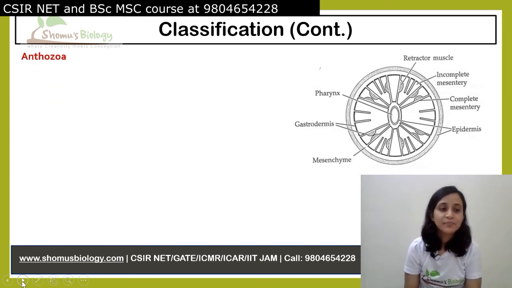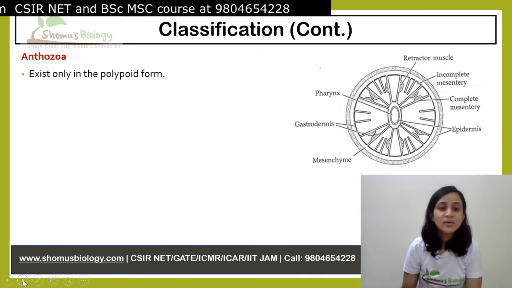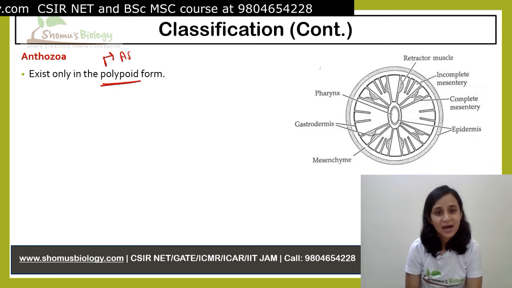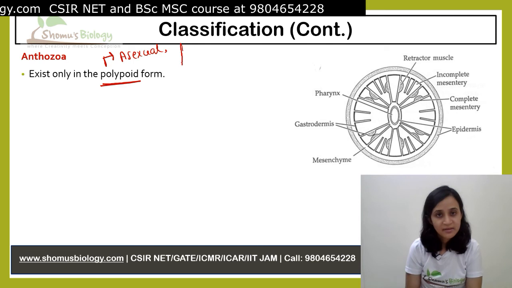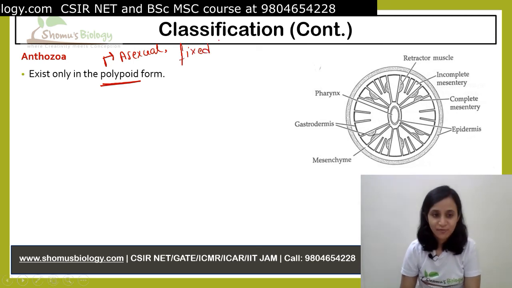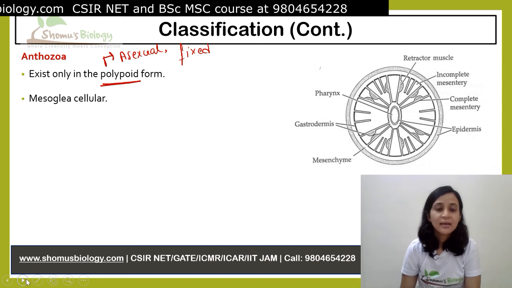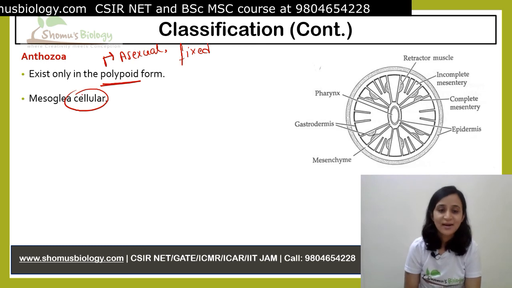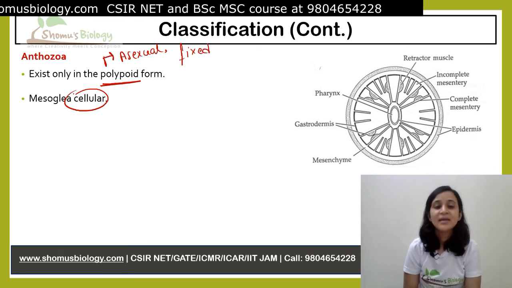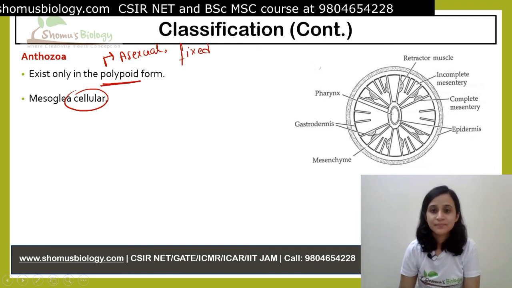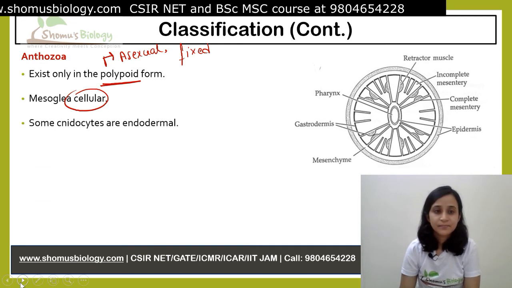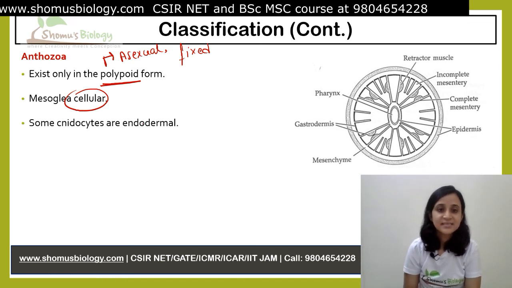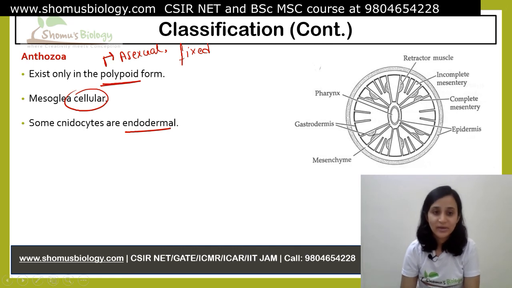Next is Anthozoa. So here they exist only in the polypoid form. So they have only asexual fixed form, that is the polyp form. Mesoglia is cellular. Again they have the mesoglia, that is cellular. So the mesoglia that occurs between ectoderm and endoderm has cells. Some nidocytes are endodermal. So here also you will find some nidocytes that are endodermal in their origin.